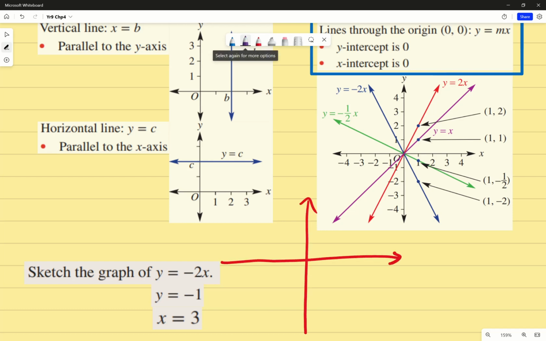Let's start with the bottom one, because the bottom one's actually quite easy. x equals 3. With x equals 3, there's two ways I can do this. I can look at my notes and say, x equals blah, blah, blah, that's going to be a vertical line. Or I can say, x equals 3 means that no matter what value of y, it's always going to be 3 across. So it's just going to look like this. Done.